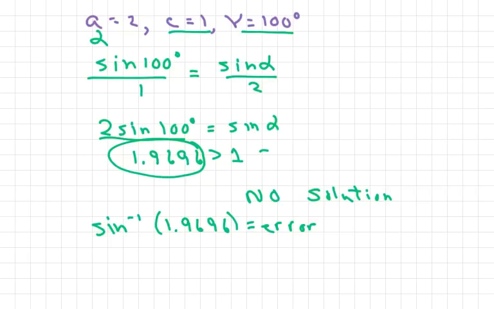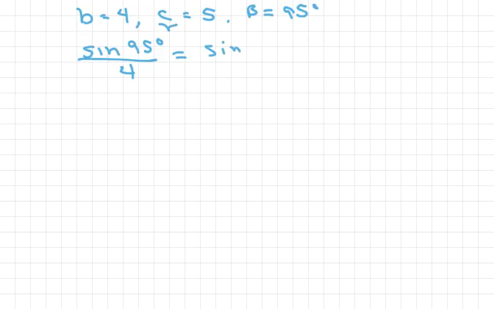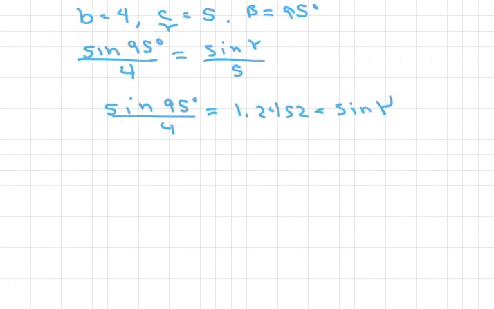I'll do one more. Why don't you try this one on your own? Pause the video after I write this down and see if you can do it on your own, and you should get the same thing, no solution. So we get sine of 95 degrees over 4 equals sine of gamma over 5, since c goes with gamma. So you get 5 sine of 95 over 4, which equals 1.2452, equals sine of gamma. And that's too big. It's greater than 1. So if you take the inverse sine of this in the calculator, you will get an error. Means no solution.